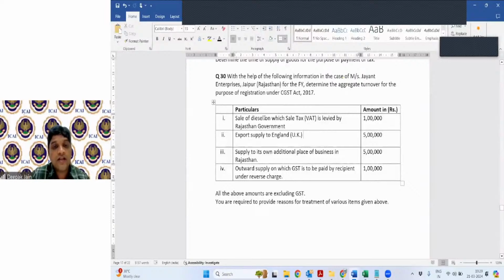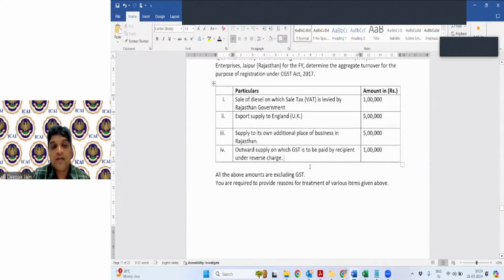Okay. Sale of diesel on which sales tax is levied by Rajasthan government, 1 lakh rupees. So this is the value of diesel sales. Export supply to England, 5 lakh rupees. Supply to its own additional place of business in Rajasthan, 5 lakh rupees. And outward supply on which GST is to be paid by recipient under reverse charge, 1 lakh rupees. All the amounts are excluding GST. You are required to provide reasons for treatment of various items given above.